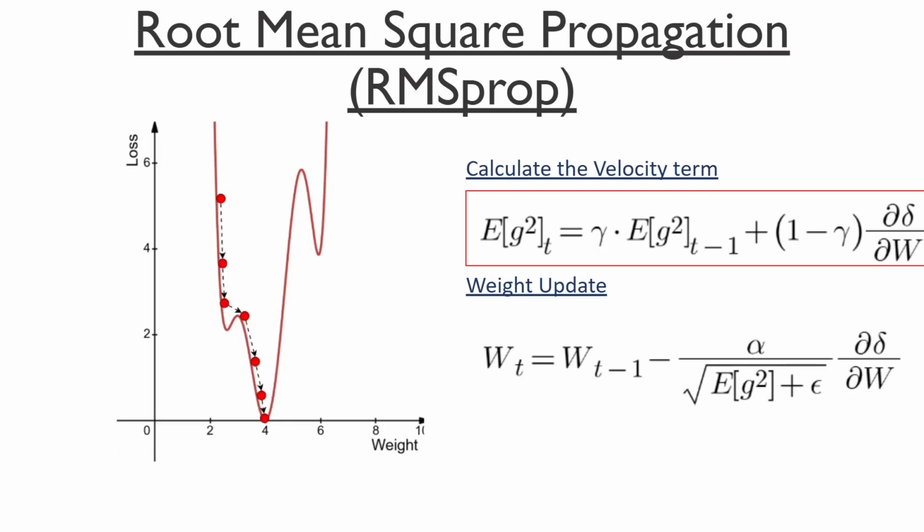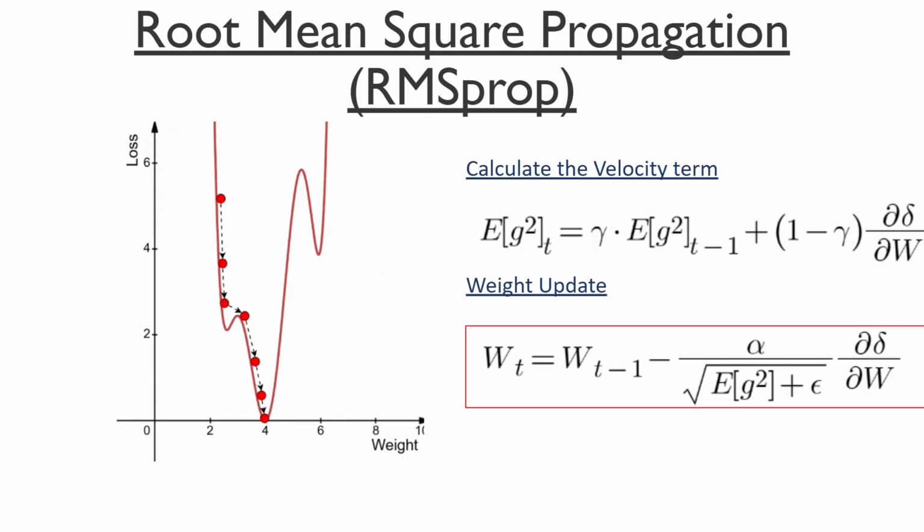It starts first by computing the exponential weighted moving average of the squared gradient. And this value is equal to gamma, which is our decay rate, typically set at 0.9, multiplied by the moving average that was computed at t minus 1. To this, we add 1 minus gamma multiplied by our derivative.